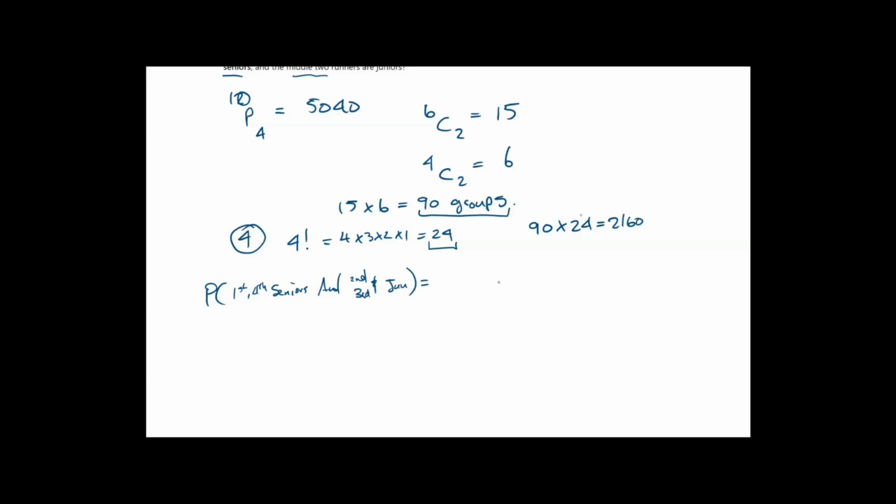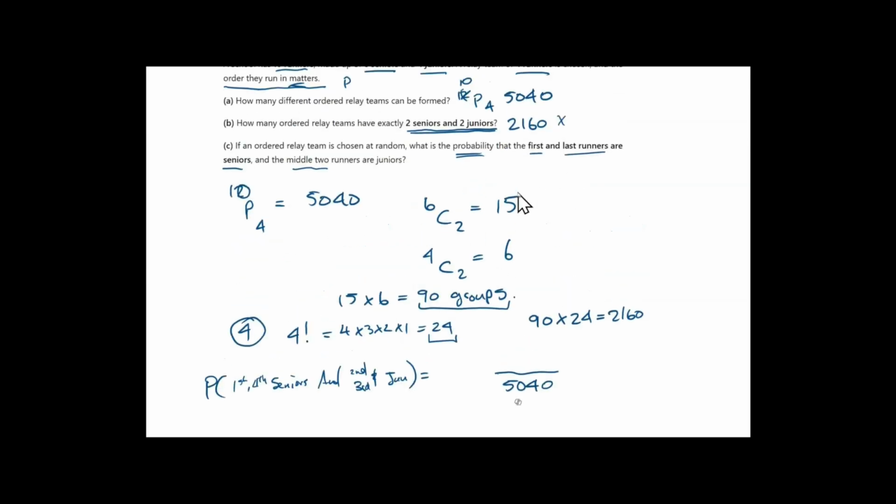Remember, any probability like this always has a numerator and a denominator. So how many possible teams are there? There are 5,040. Now we need to find how many meet that criteria, where the first and the fourth are seniors and the second and third are juniors. Now you might be thinking, oh, how are we going to do that? But it's not actually as difficult as you might think.